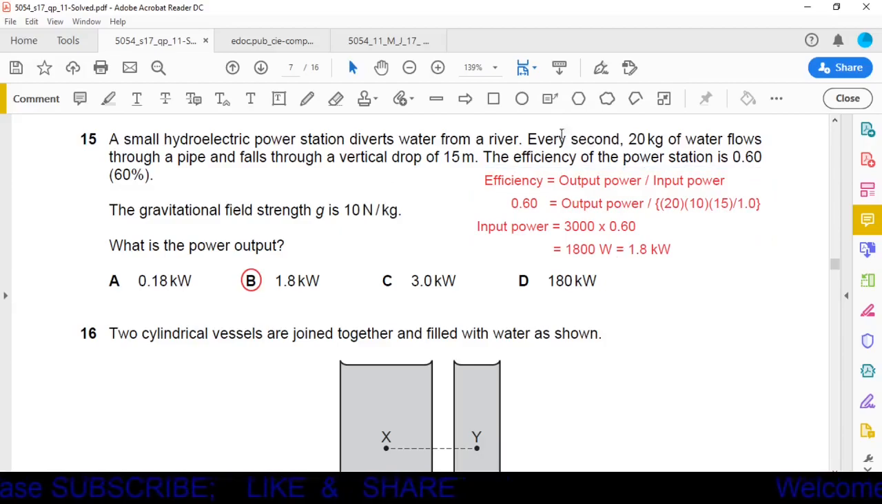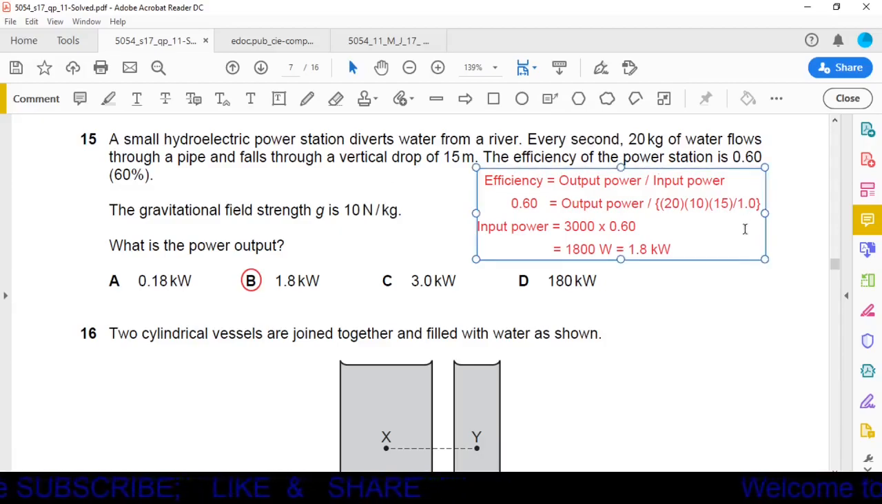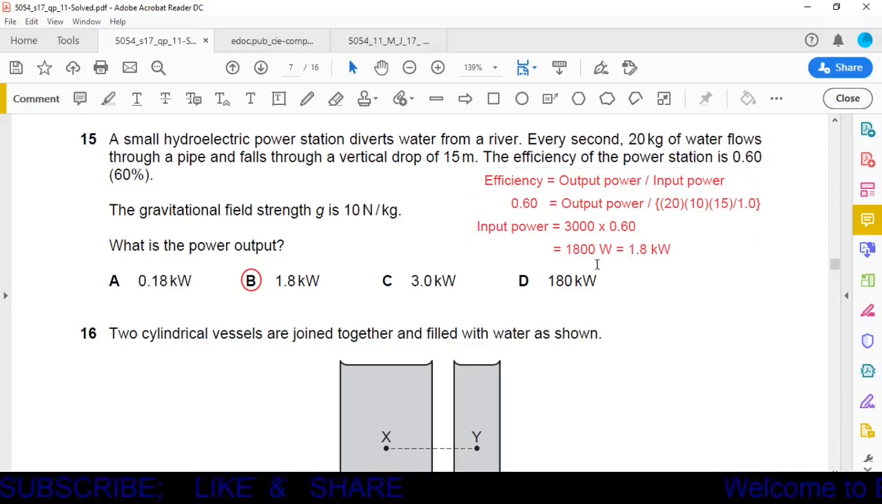Time is given every second, so time is equal to 1 second. Now by solving this one, we will get the answer 1800 watts. Now in the options, all the answers are given in kilowatts. So we have to convert this 1800 watt into kilowatts. By dividing it by 1000, we will get the answer in kilowatts. So it will be equal to 1.8 kilowatt. Now 1.8 kilowatt is given in option B. So option B is the correct one.